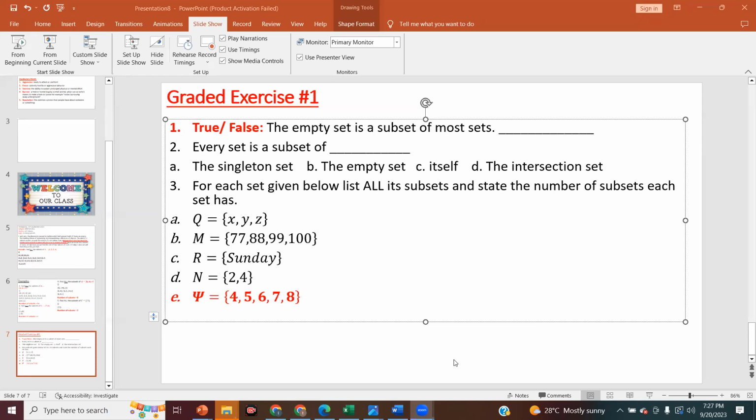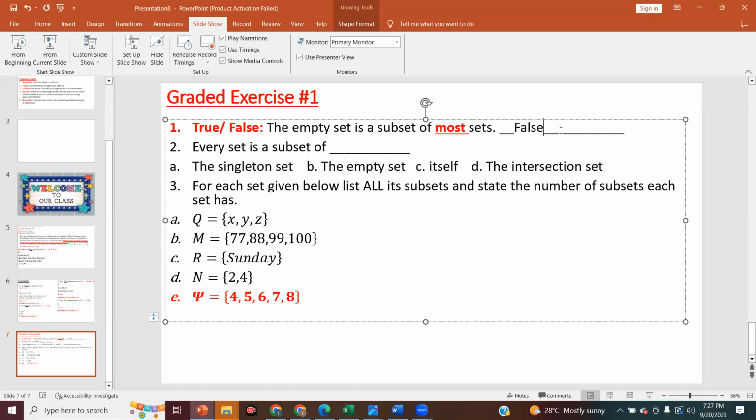So the empty set is a subset of most sets. Is that true or is that false? True. Now y'all have to answer me. Is it true or is it false? I put false. You put false. All right, it says the subset of most sets. The empty set is not the subset of most sets. It is a subset of all sets. So this one is false.